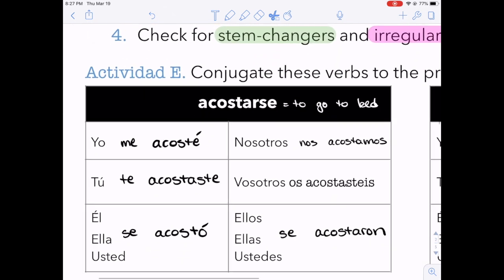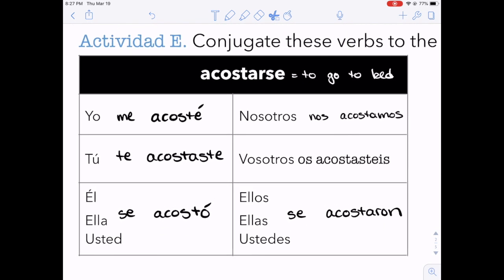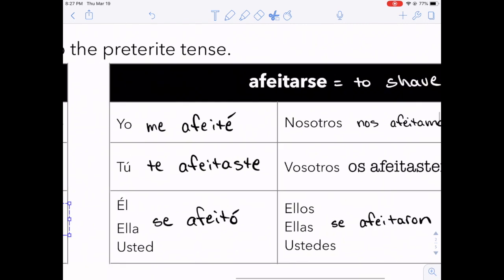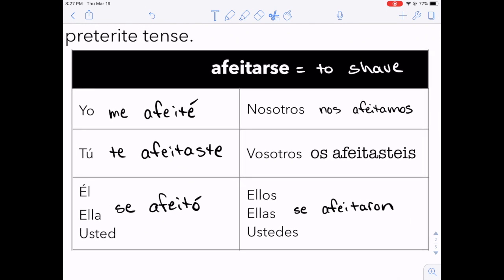Acostarse is to go to bed, so you have me acosté, te acostaste, se acostó, nos acostamos, os acostasteis, se acostaron. Regular AR verb. Next, afeitarse is another regular AR verb. This EI, though, tends to trip people up right here. But still, me afeité, te afeitaste, se afeitó, nos afeitamos, os afeitasteis y se afeitaron.